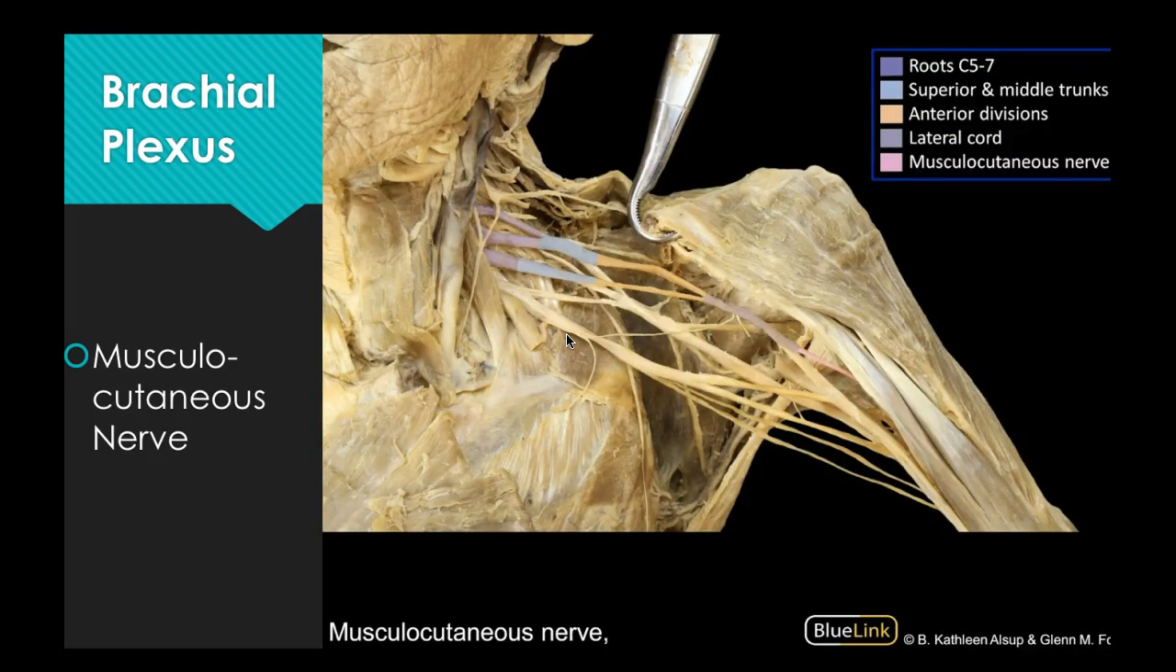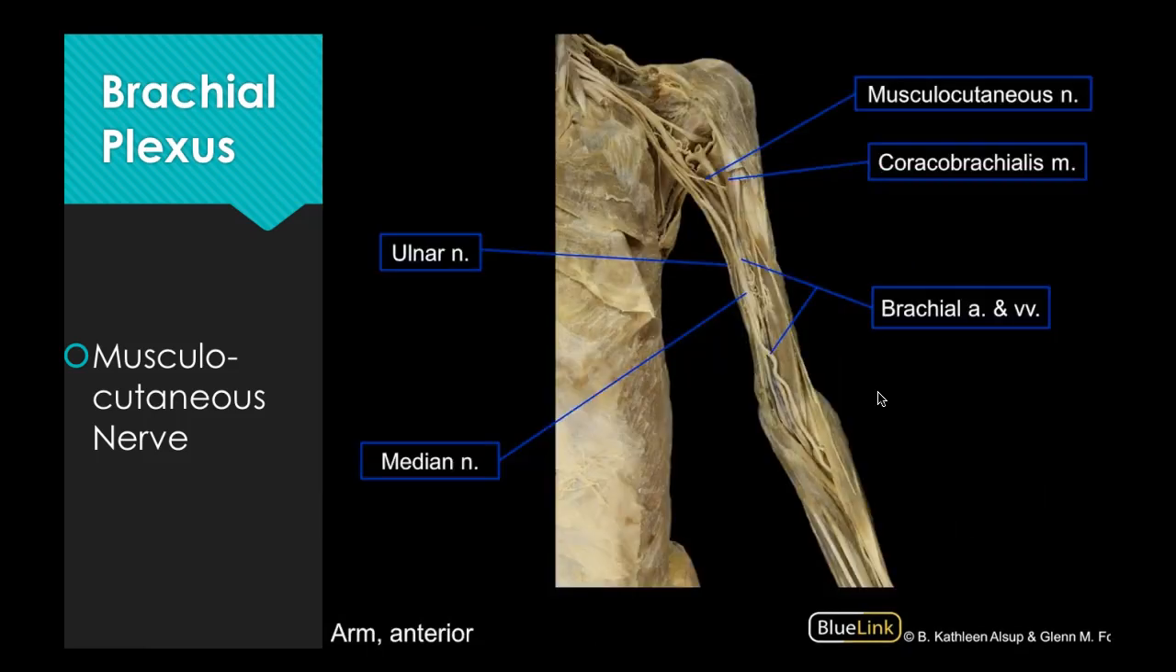And our last terminal branch of the brachial plexus is your musculocutaneous nerve. You can see the lateral cord here, and in pink is the musculocutaneous nerve. Here it is extending laterally to, 88% of the time, pierce the coracobrachialis muscle. Here's another view of that musculocutaneous nerve extending over to the coracobrachialis muscle.